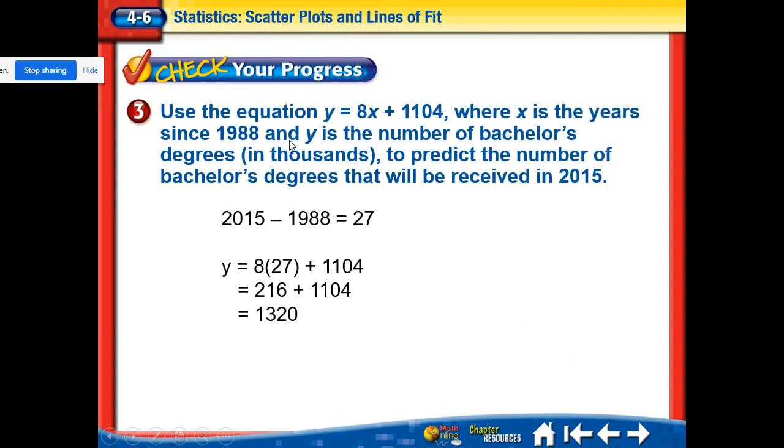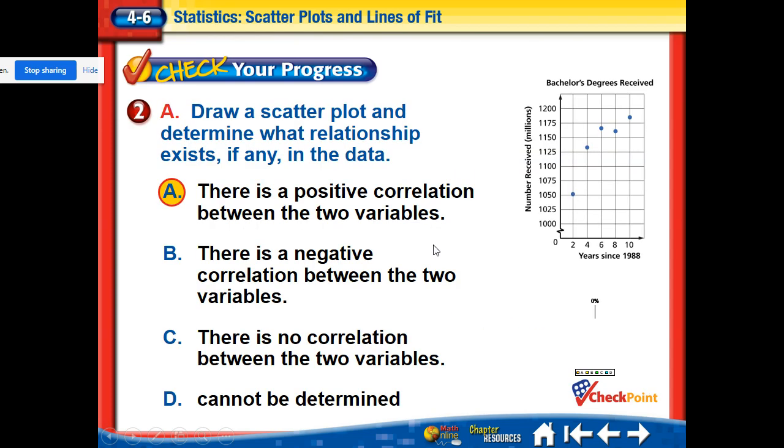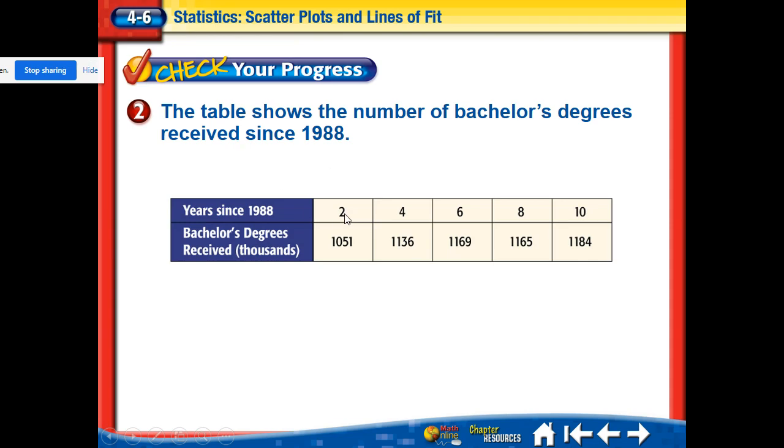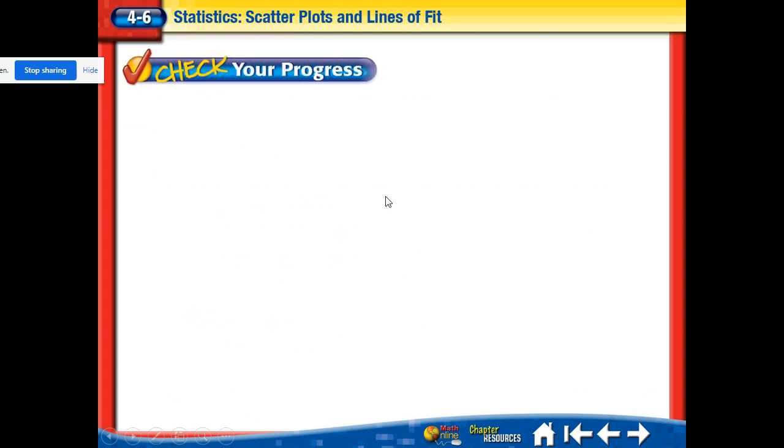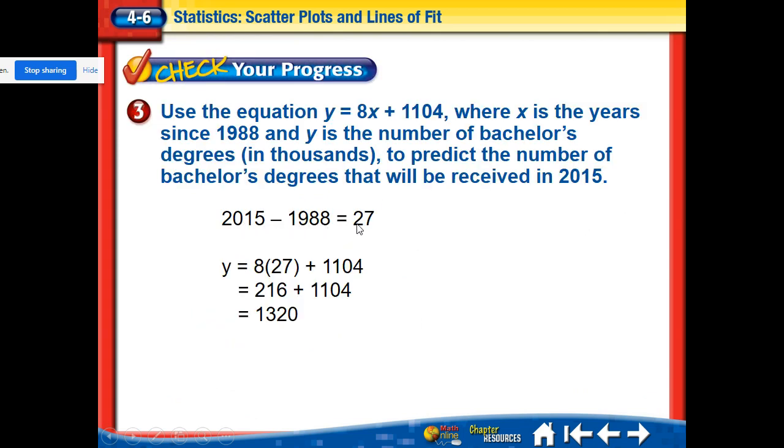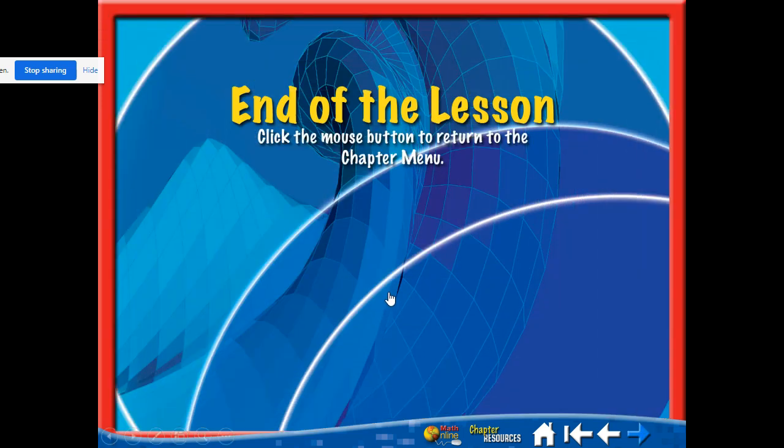And then I can use that to predict what the value is going to be in 2015. Well, just be careful because the original equation said since 1988. We had some very big numbers on the first one. This one just had these small numbers because it's years since 1988. So I have to be careful, and I have to subtract from 1988. So it's only 27 that I'm going to plug in, not 2015. So I plug in 27, 216, I get 1,320. That's what I have for you today.